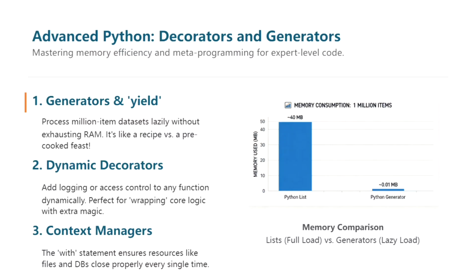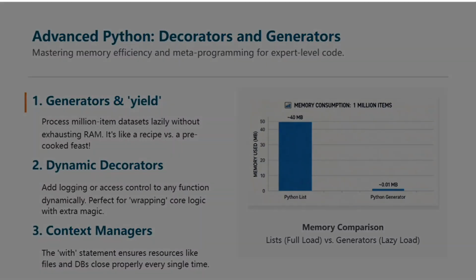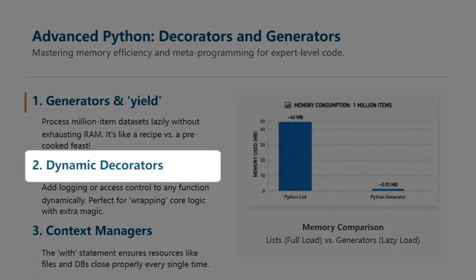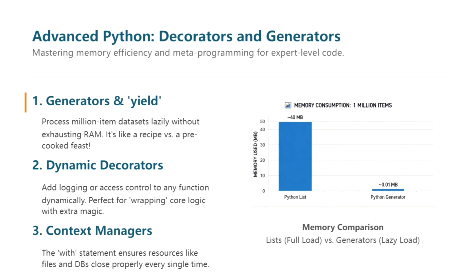Because we aren't loading everything into RAM at once, we don't exhaust our system resources. Take a look at this comparison chart. The memory footprint of a list grows linearly with the number of items, but a generator's memory usage stays flat. It's like the difference between buying an entire library and just checking out one book at a time. Next up are decorators. These are essentially wrappers that let you add logic like logging, timing, or access control to any function dynamically without actually changing that function's source code. It keeps your code clean and DRY.